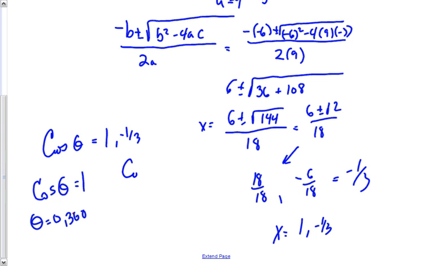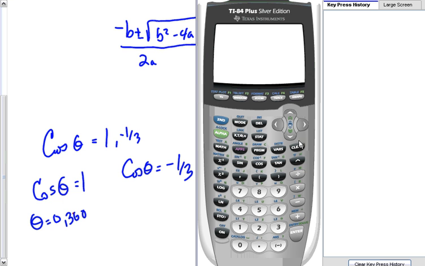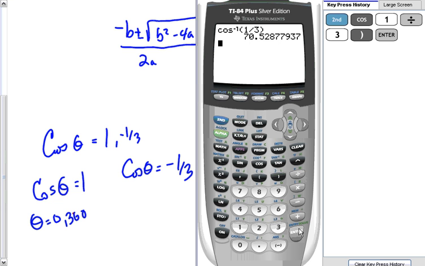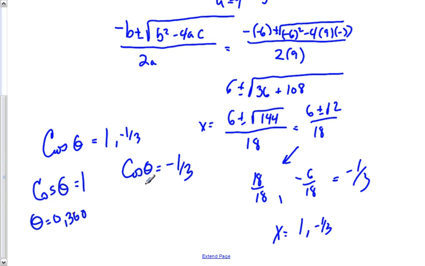So now I've got to say, when does cosine theta equal negative 1/3? I'm going to use my calculator to determine that because I don't know it. So I do arc cosine of 1/3 to get the reference angle, and I get 70.52. As it said to the nearest degree, this is going to be an angle of just 71 degrees. So our reference angle is 71 degrees.